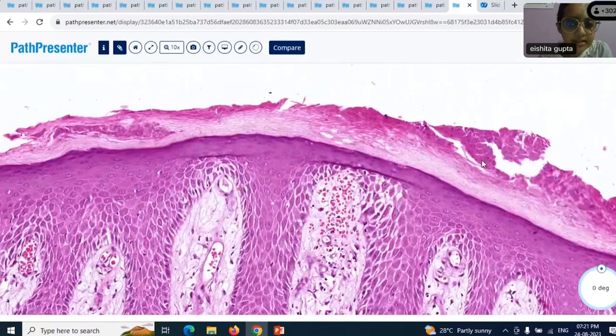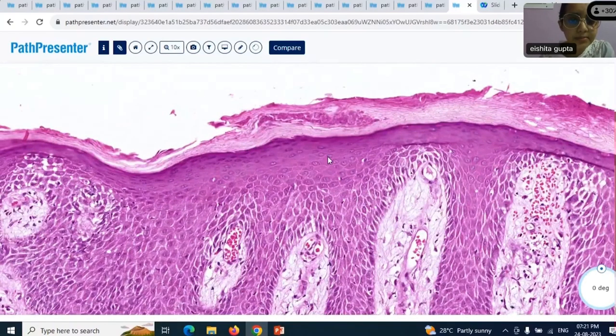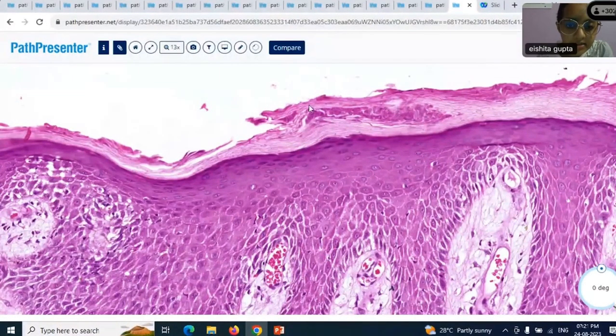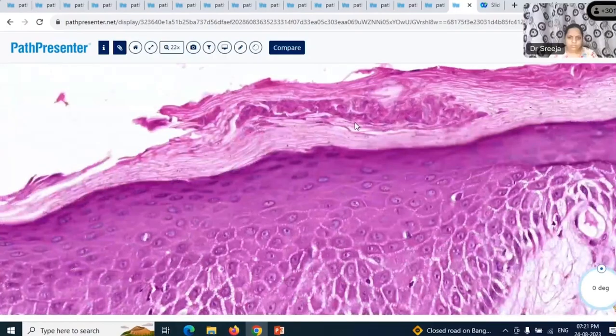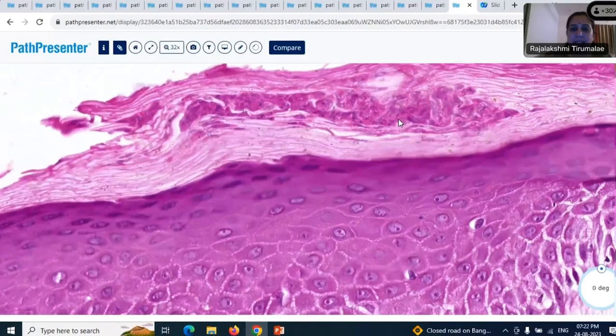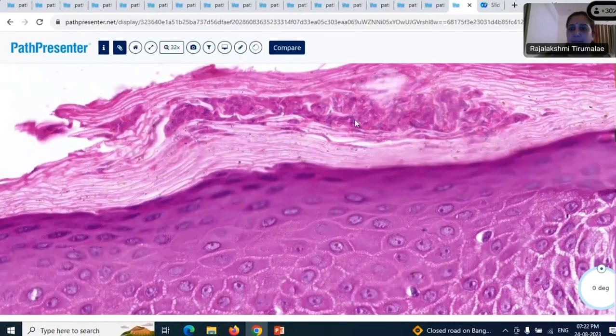Sorry, can you repeat that, please? Your voice is breaking. Stratum granulosum is very minimal. We cannot see it. I'm pointing to this structure, this feature. This one. There seem to be some nuclei in the stratum corneum. Yes, so there is parakeratosis and there are also some other cells. There are some inflammatory cells. There are a few neutrophils in that.